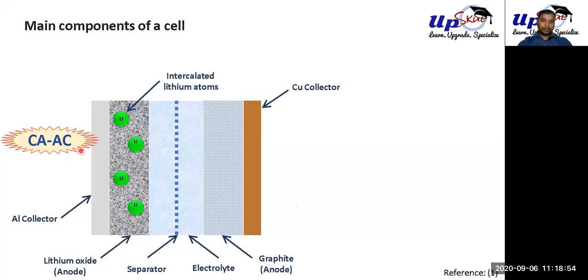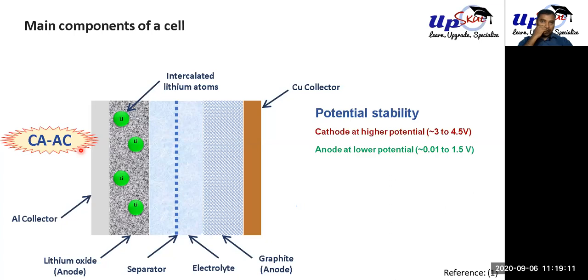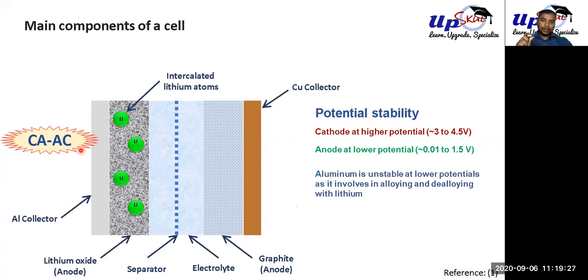It's quite a handy trick, but I am also going to tell you the scientific reason why copper is anode and aluminum is cathode. The reason is potential stability. I am not going to go too much in depth on this because it's a chemistry subject, but the cathode always has a very high potential compared to the anode, which is at a very low potential. And aluminum is quite unstable at lower potential.